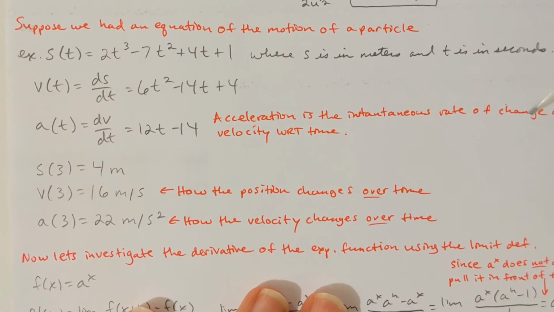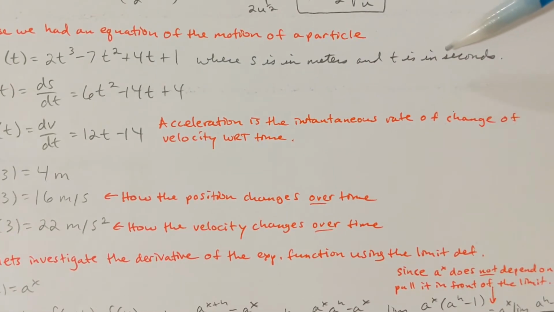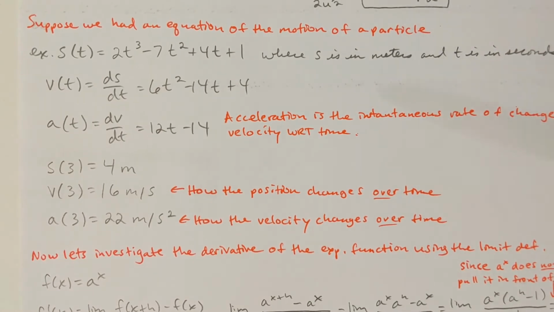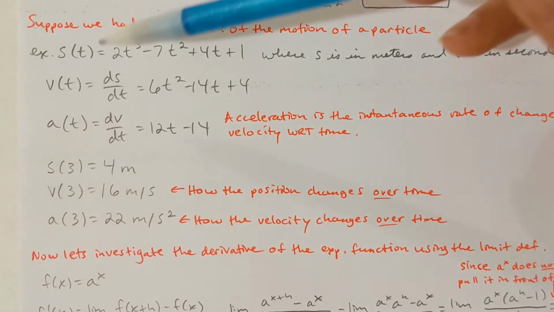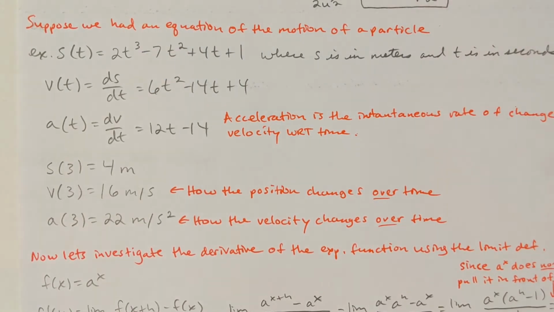Okay, here's another example. Suppose that we had an equation of the motion of a particle. Suppose that we had this formula S. S is in meters, and t is the time, which is in seconds. Okay, and this models the position of a particle moving. To find the velocity of the object, we take the derivative of the position function. Okay, so I need to find the derivative of s with respect to t, or v of t.